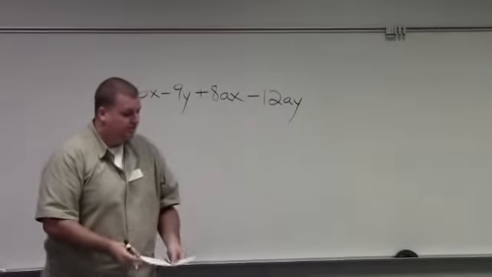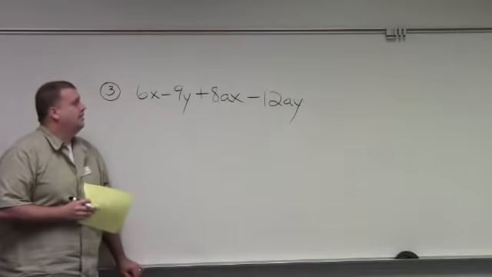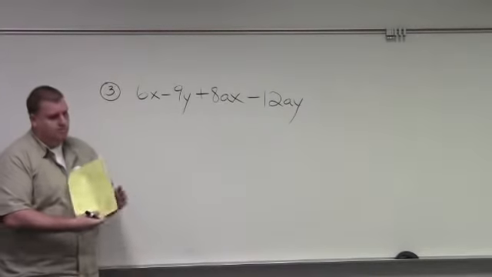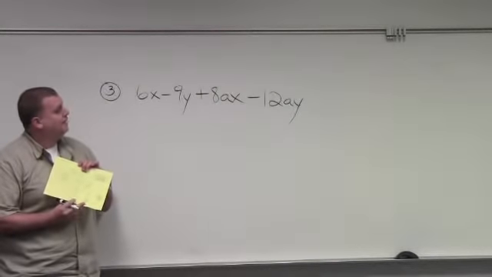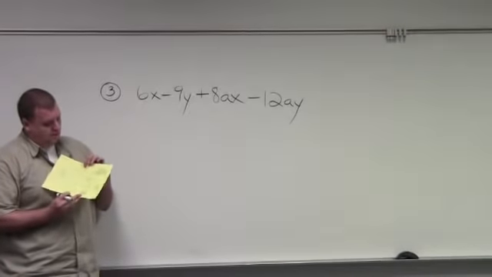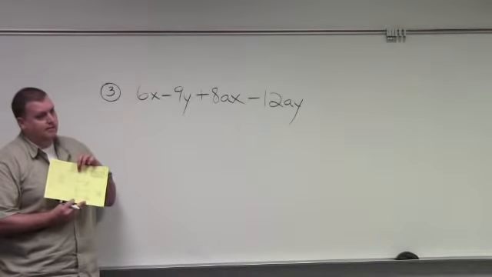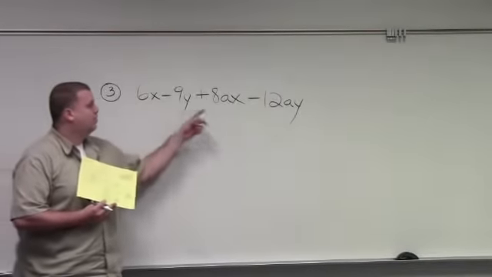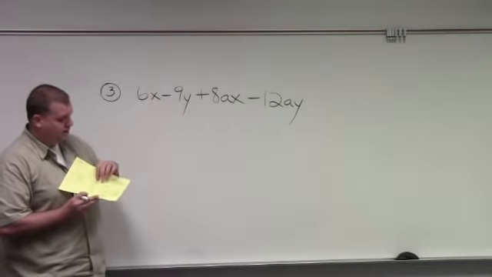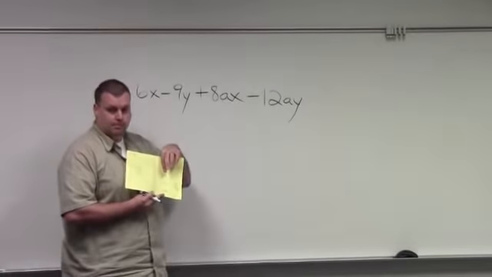All right, 6x minus 9y plus 8ax minus 12ay. Once again, follow the factor flow chart. Do we have to rearrange this? We could, but we don't have to. Just start. Is there a greatest common factor? No. There's nothing common to all 4 pieces. How many terms are there? 4. So we follow the arrow from 4 over, and it says factor by grouping.